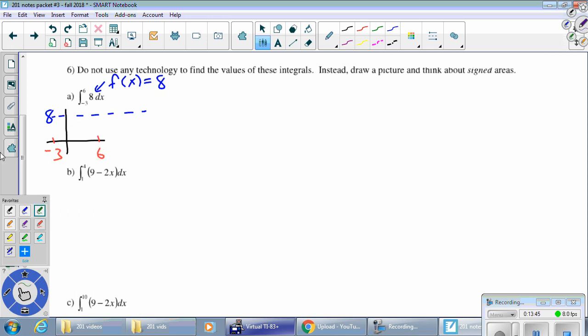And so hopefully you can see very clearly the very nice shape that this is asking you to find the area of. It's a rectangle. The area of that rectangle is base times height. 9 times 8 is 72.